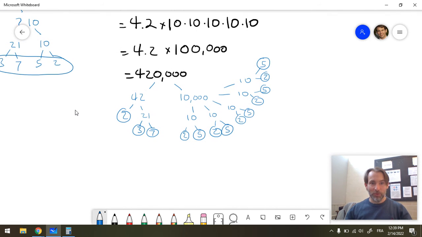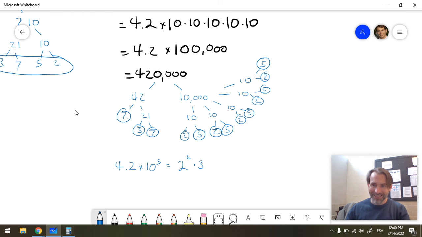Okay, well, we find how many 2s? 1, 2, 3, 4, 5, 6. So 4.2 times 10 to the 5 is equal to 2 to the 6, 2 multiplied by itself 6 times, times 3 to the, there's only one 3, so I could write 3 to the 1, or I can just write 3, because 3 times itself one time is 3. So 3 to the 1 is 3.